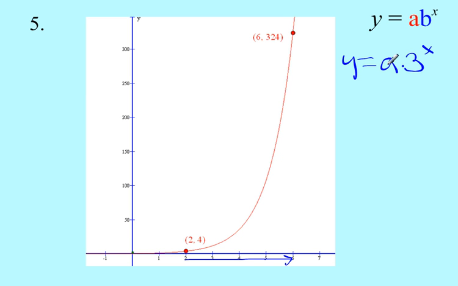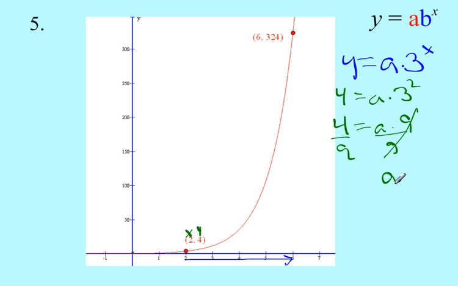Just like we did before. Plug in one of the ordered pairs for x and y and solve for a, just like finding our y-intercept from linear. So I'm going to use this x and this y. I'm going to have 4 equals a times 3 to the power of x. In this case, it's 2. So 4 equals a times 9. Divided by 9. A equals 4/9. Kind of goofy.